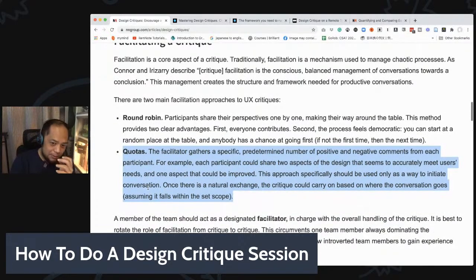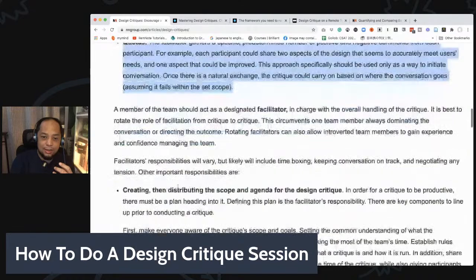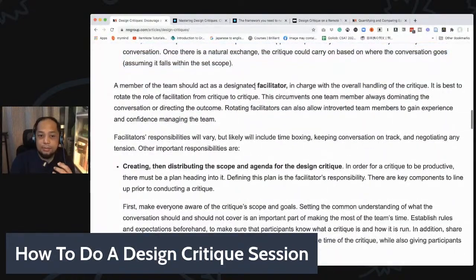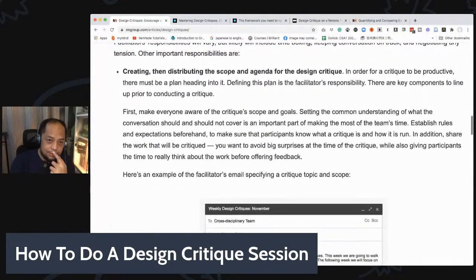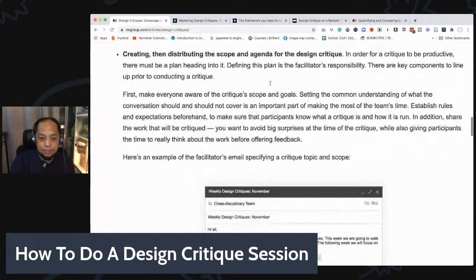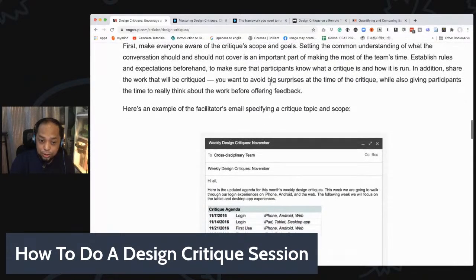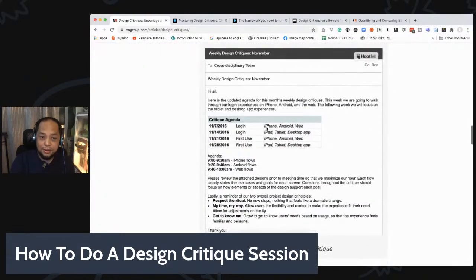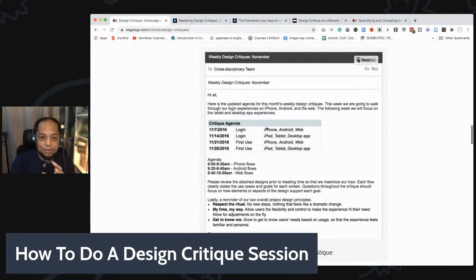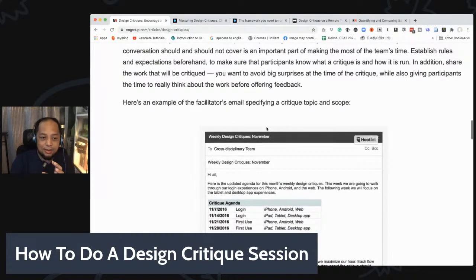Okay. So one should be the designated facilitator. Often, in my experience, because I'm very familiar with being a facilitator, I often do the facilitation myself. Now, this is interesting. I have not done something as formal as this, but I should. I should have a more formal email with the actual agenda in detail.